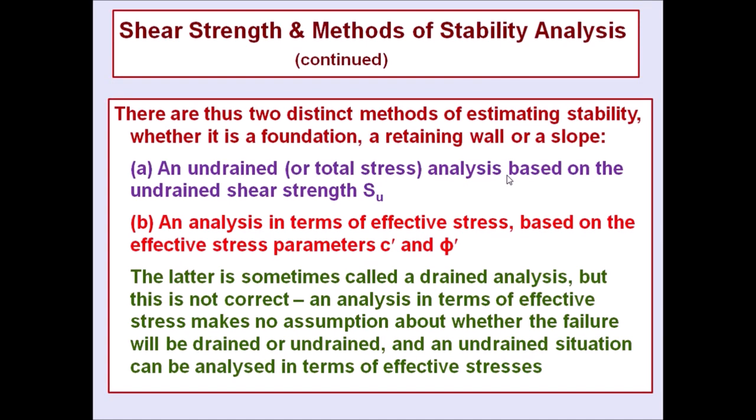So there are thus two distinct methods of estimating stability, whether it's a foundation or a retaining wall or a slope. An undrained or total stress analysis based on the undrained shear strength, or an analysis in terms of effective stress based on the effective stress parameters c' and phi prime. The latter is sometimes called a drained analysis, but this is not correct. An analysis in terms of effective stress makes no assumption about whether the failure will be drained or undrained. And as we all appreciate, an undrained situation can be analysed in terms of effective stress.